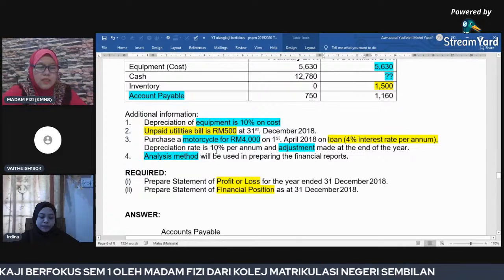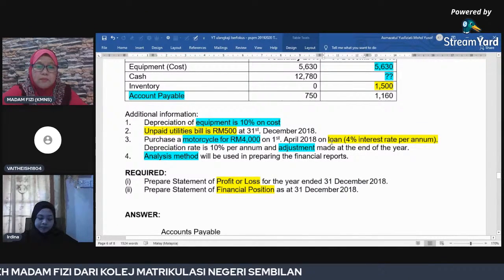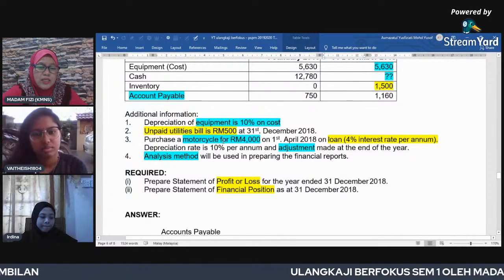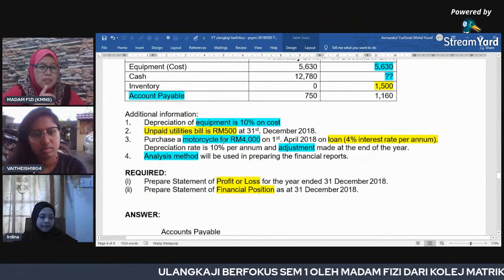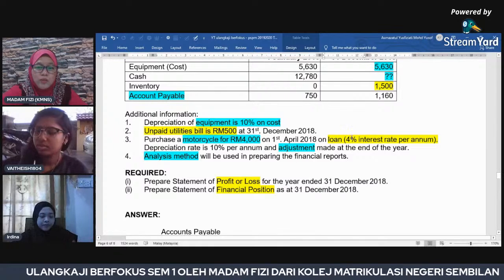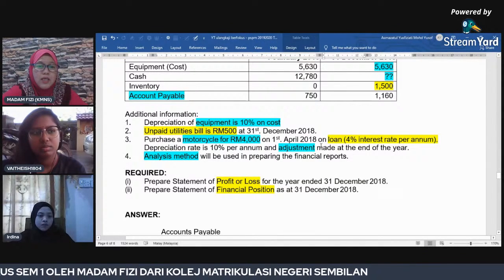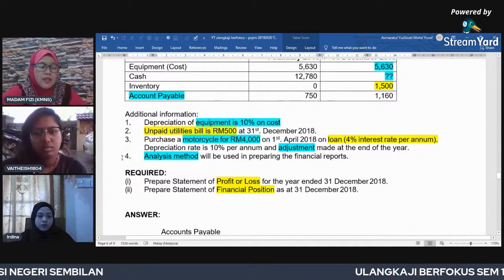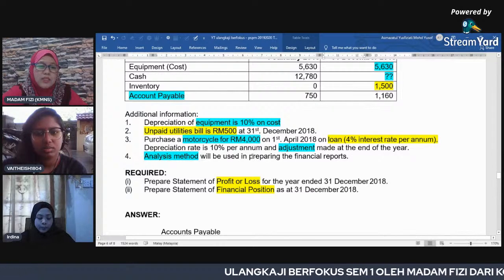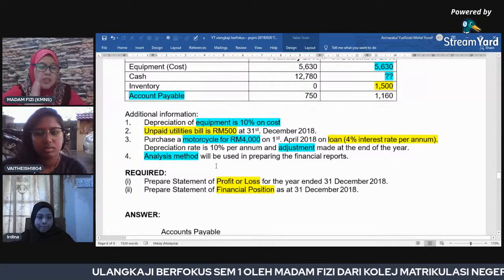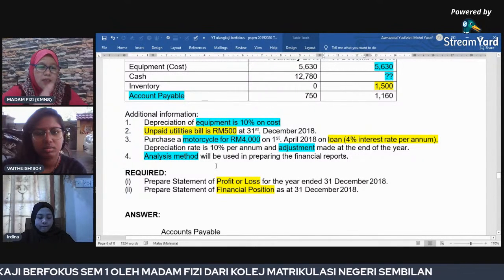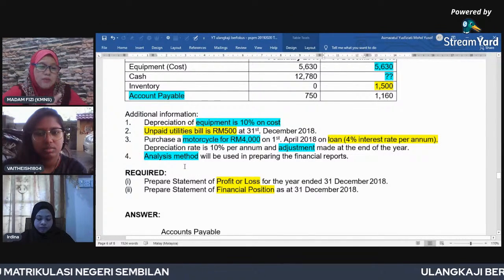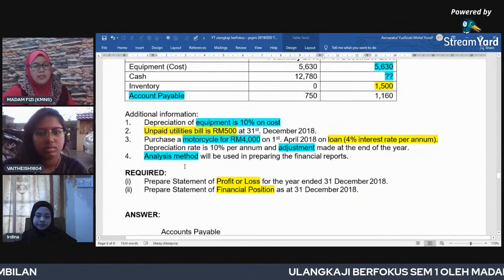Okay, and the depreciation rate is 10% per annum and adjustment made at the end of the year. Okay, apa jadi adjustment? Okay, for motorcycle asset is you have to calculate the depreciation expenses. Okay, for loan, that is liability, you have to make adjustment for interest expenses. Okay, and fourthly, analysis method will be used in preparing the financial report. Okay, in this question, jelas, terang lagi bersuluh, it said that it use analysis method. Okay, don't you ever use the comparison method.